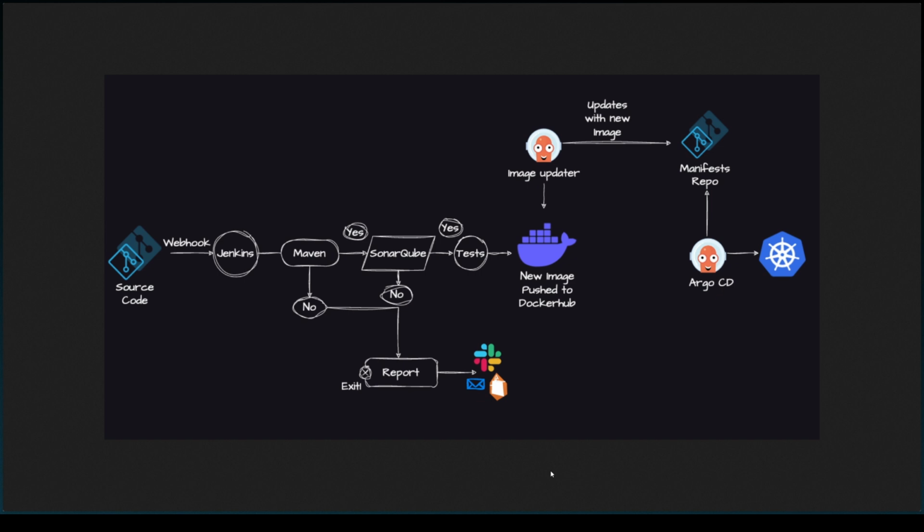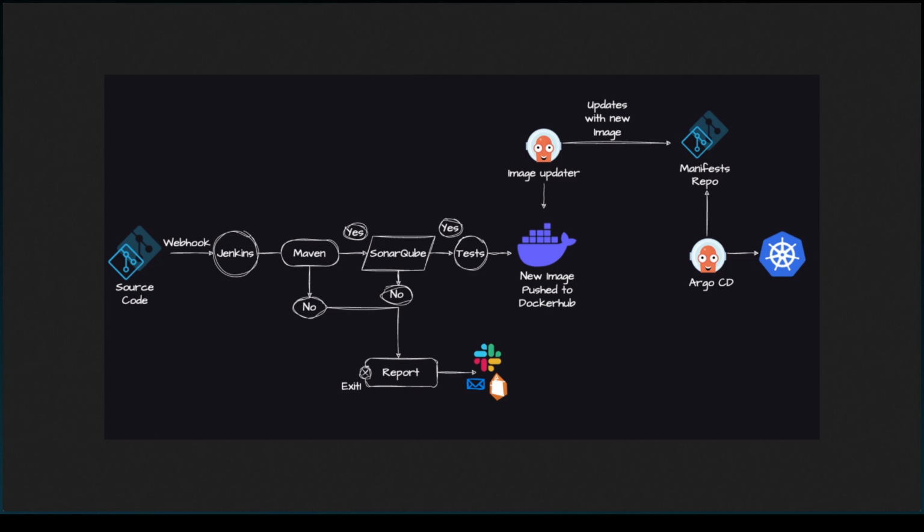The rest of the phase is our CD phase, which is Argo CD. Argo CD looks into the manifest repo, and if it sees any deployment YAML getting updated, or the deployment version getting updated, then it takes the deployment.yaml and updates the Kubernetes cluster. So let me proceed to the implementation phase.